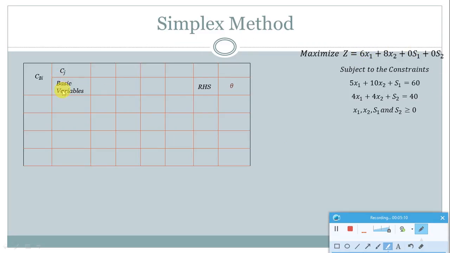Basic variables means the variables which are having the coefficient 1 in one of the constraints and the coefficient 0 in the remaining constraint. CBI represents the coefficients of basic variables. RHS represents the right hand sides of the constraints. Theta is the ratio of RHS divided by key column values. So the term theta I will explain later.